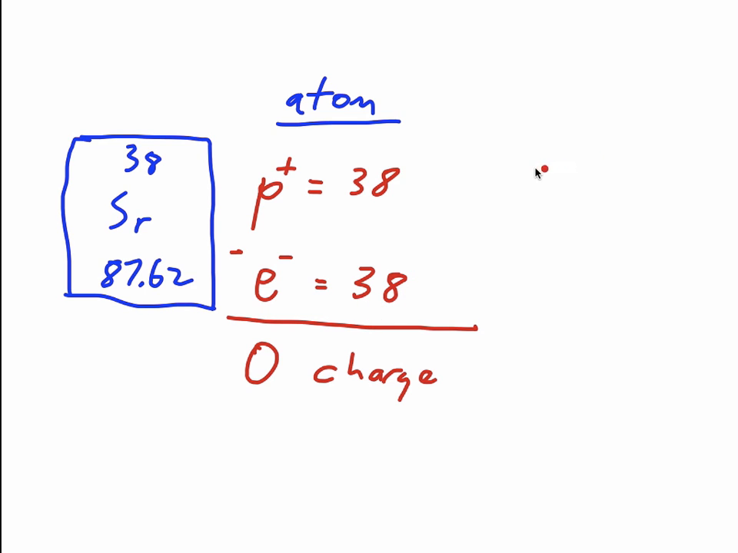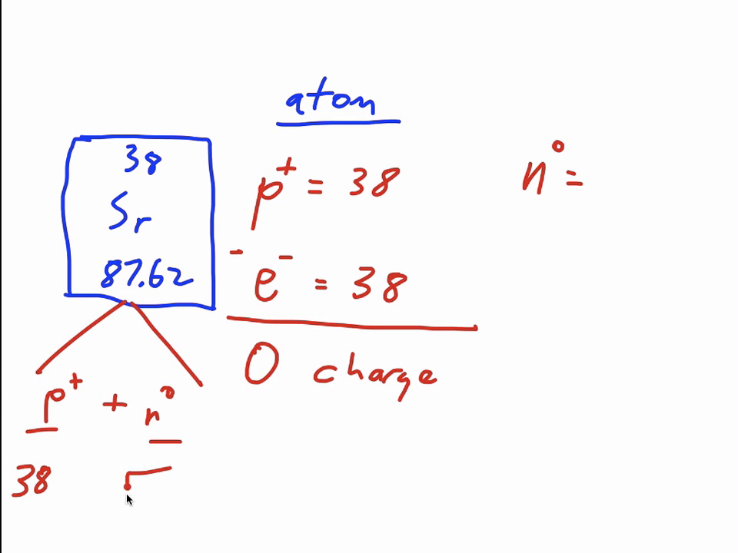Now the trick here is what is going on with the neutrons. So we know here that this atomic mass is the protons plus the neutrons. So we know that there are 38 protons. Well, how many neutrons are there? Well, the number of neutrons can change, but on average, we'll say that there's 88. So if we take 88 minus 38, that is going to be 50. So the neutrons in this case would be 50.